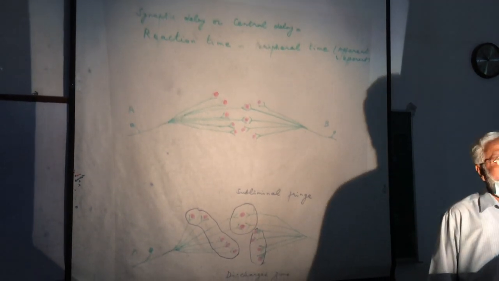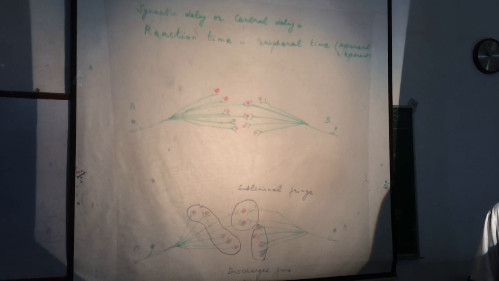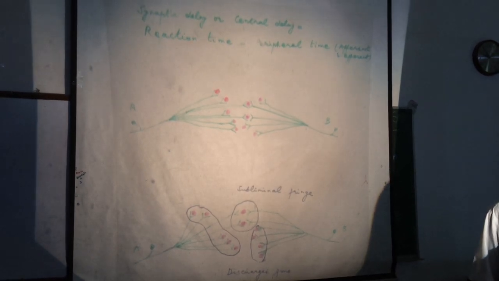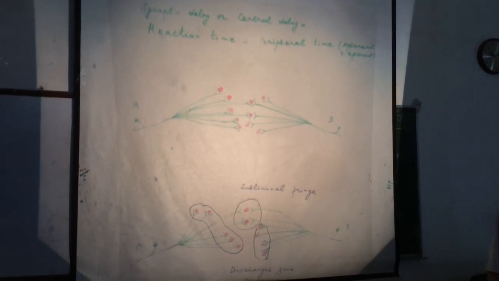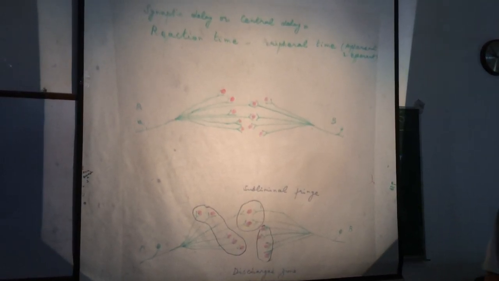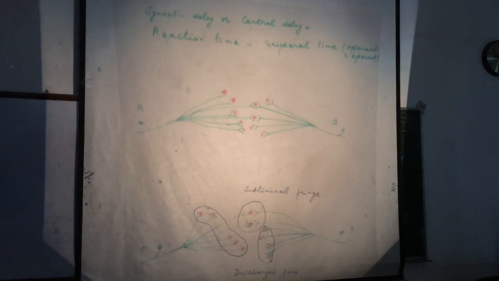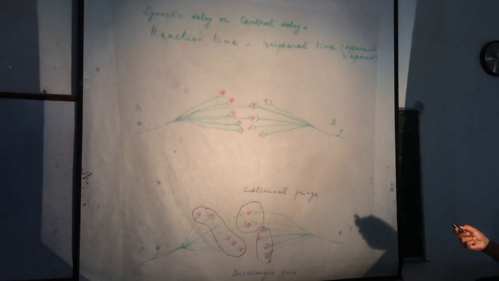So the cause or mechanism is partial overlapping of motor neurons supplied by the afferents A and B. Two motor neurons are common or shared by the two afferents A and B. So this is called occlusion.